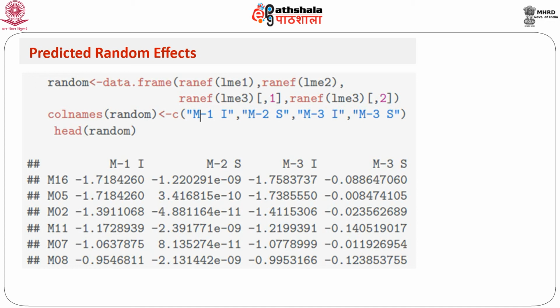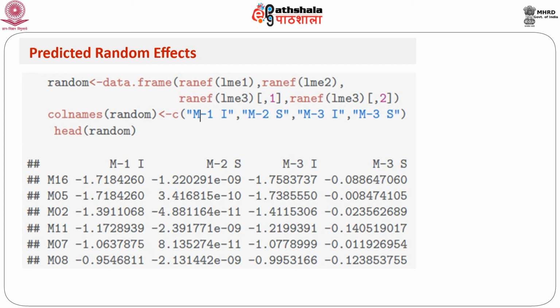So what I have done here is I have just created a data frame object of all the random effects and have named them M1I, that means model 1 intercept, M2S model 2 slope, M3I model 3 intercept, and M3S model 3 slope, and then I can just print all of them. So here I have just printed the first few.